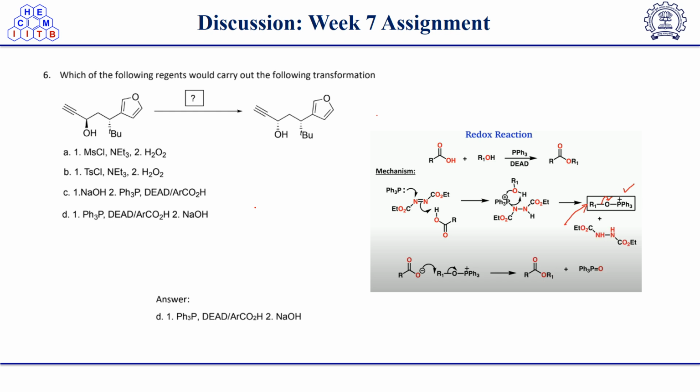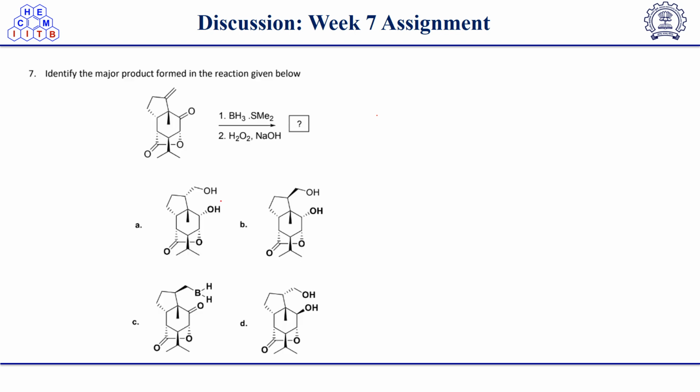Now moving to the next question, that is the seventh question. Identify the major product in the reaction given below. This is also a two-step reaction sequence. First, we are treating this compound with BH3·SMe2, and in the second step, we are treating it with H2O2 and NaOH.